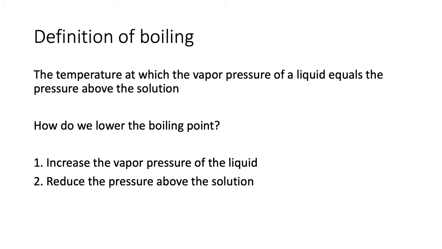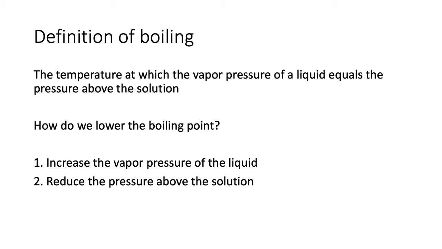If we think about our definition of boiling, it is the temperature at which the vapor pressure of a liquid equals the pressure above the liquid. So there are two ways to lower the boiling point, so that we don't have to heat it up to over 200 degrees. We can either increase the vapor pressure of the liquid, which we usually do by just heating it. You heat the molecules up, they become gas phase, and you increase the vapor pressure within the liquid itself. Or you can reduce the pressure above the solution.